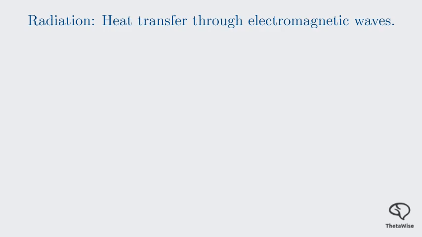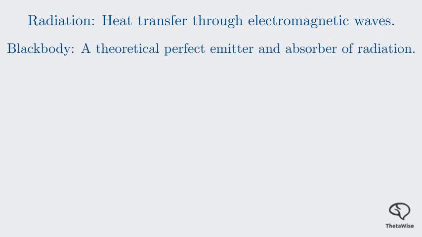The amount and type of radiation depend on the object's temperature and surface characteristics. A theoretical perfect emitter and absorber of radiation is called a blackbody. It emits the maximum possible radiation for a given temperature and absorbs all radiation incident upon it. The rate of radiation from a blackbody is described by the Stefan Boltzmann law.